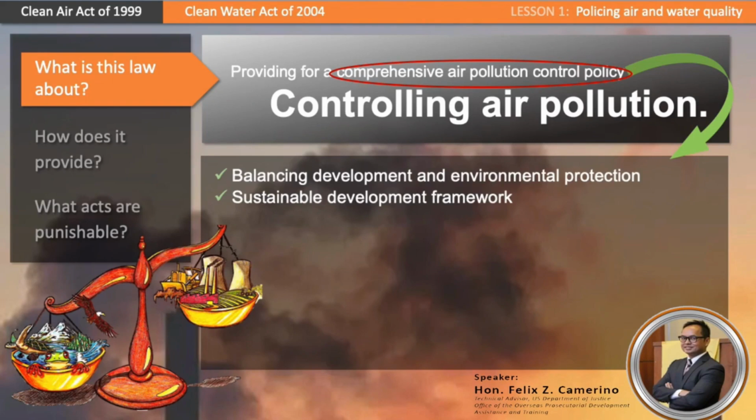Okay, and it may seem a little different. It's phrased a little differently, but when we say balancing development and environmental protection, this is no different from what we've said earlier about the need to balance, the need to protect these valuable resources, and the ability to use them. Siyempre, if we use them, we want to control that so that we are not depleting these limited resources.